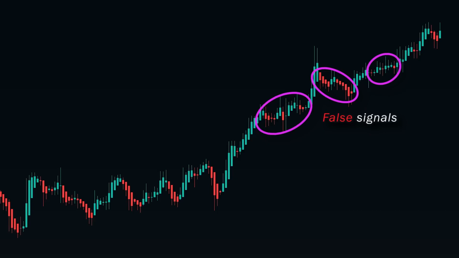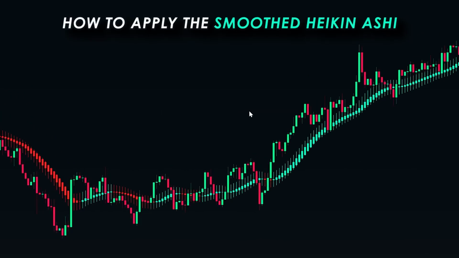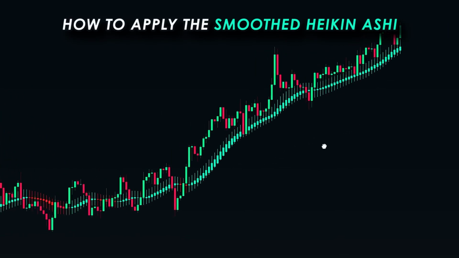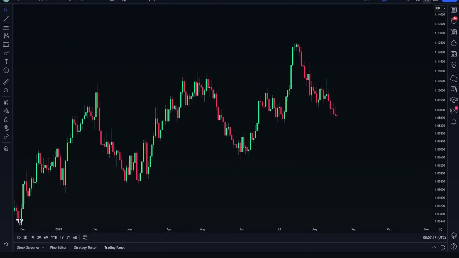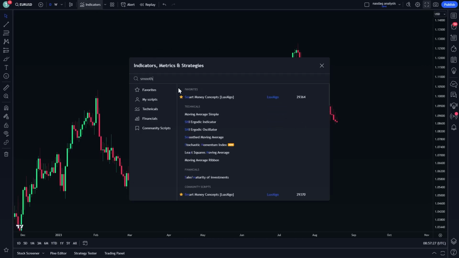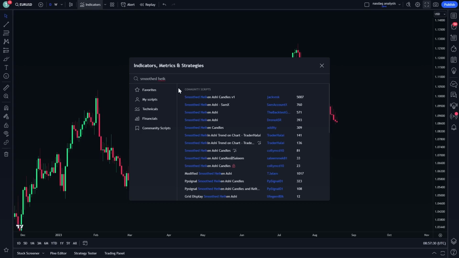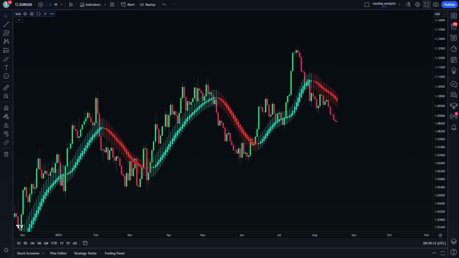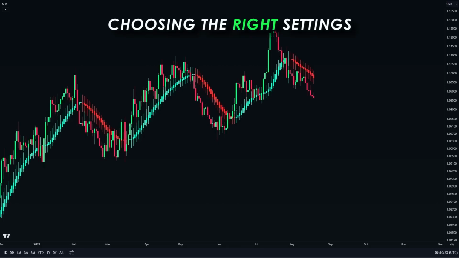Now, I'm going to show you how to apply the Smooth Heikin Ashi indicator onto your chart. So, you can use any charting platform, but the one that I'm using is tradingview.com. Next, go to the indicator section, type in Smooth Heikin Ashi, and there, you can choose any one of these different options.